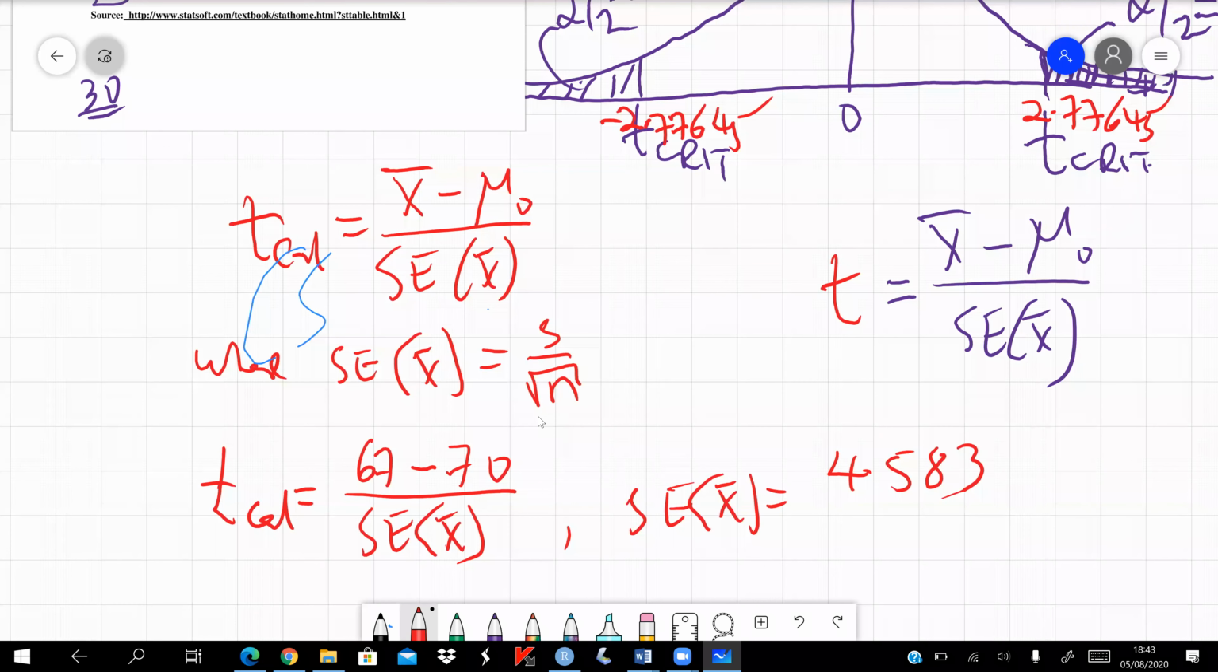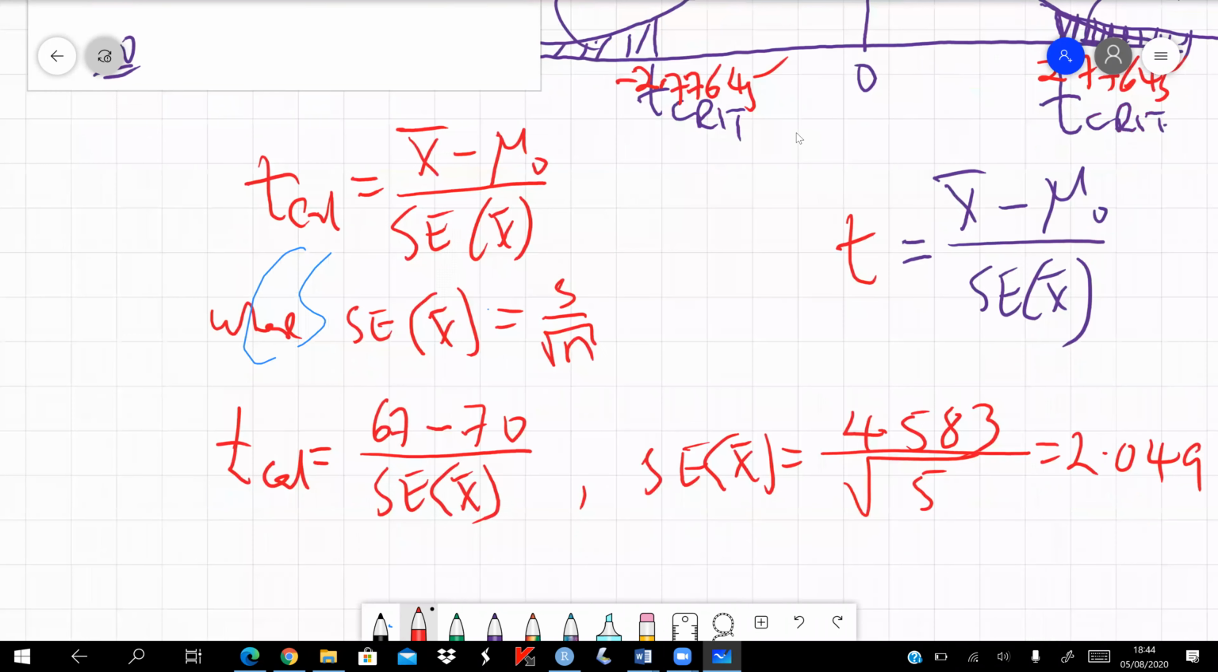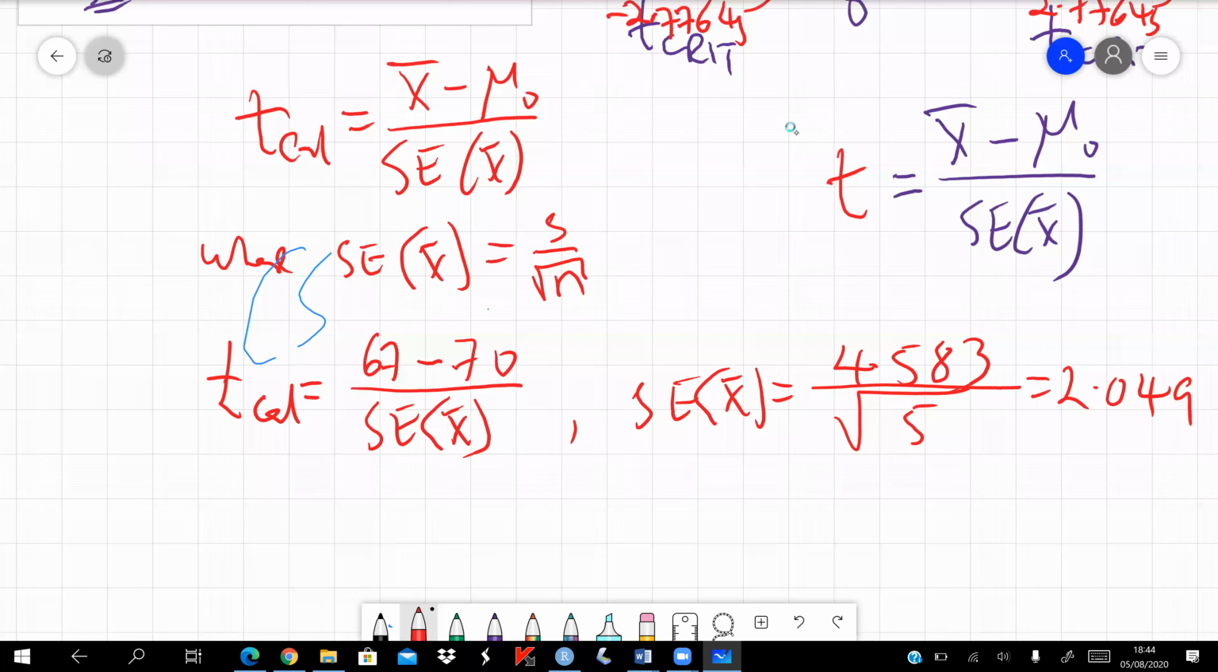4.583 divided by root 5. So divide by the square root of 5. You get the standard error is 2.049. So that means our T calculated will be minus 3 divided by 2.049.